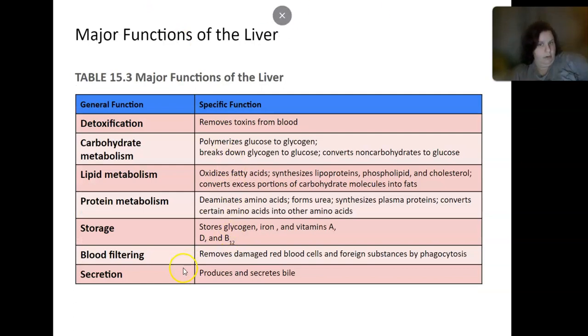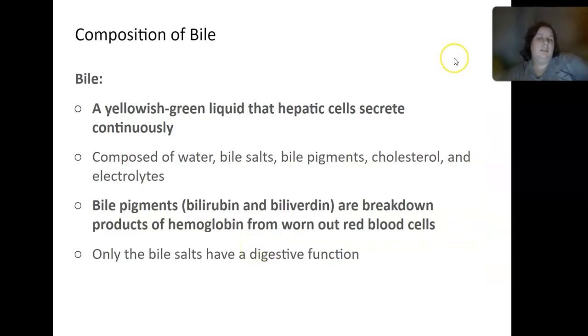Here is your table. So it detoxifies, which just means removes toxins. It helps with carb metabolism, lipid metabolism, and protein metabolism. It stores, it filters blood, and it secretes. So you guys just have to write the general function. Your specific function should already be filled out.